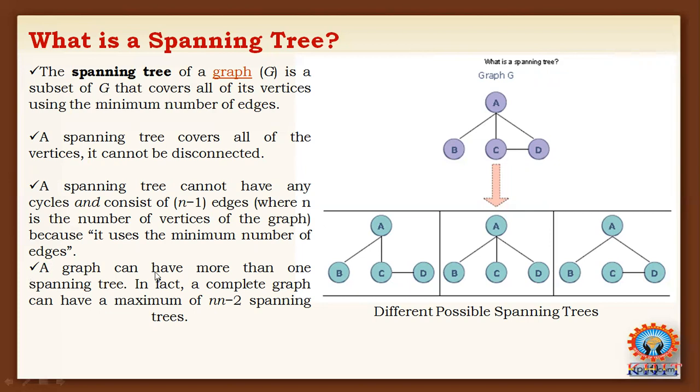So the graph can have more than one spanning tree. The given graph can have three different spanning trees.